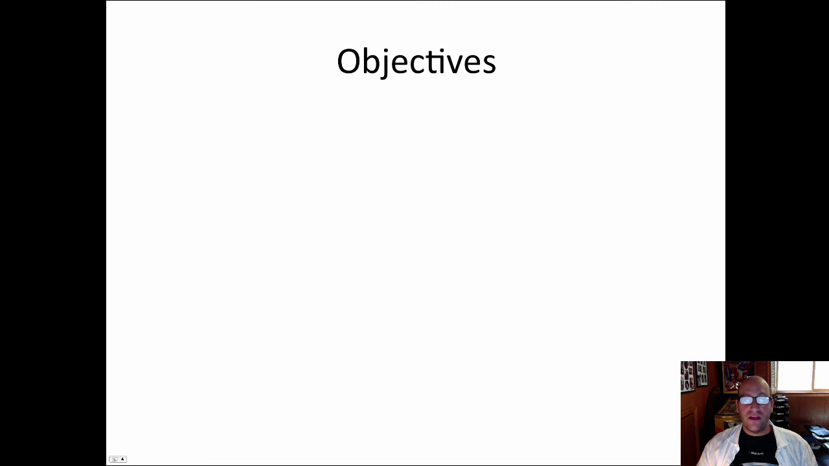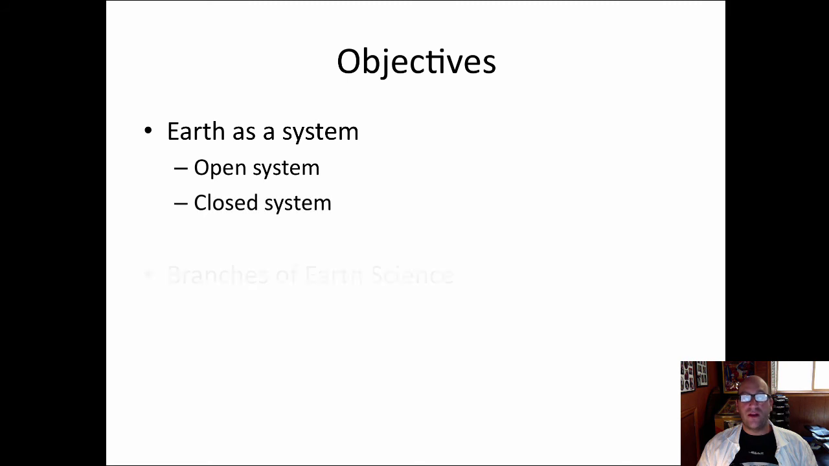All right, so that's it. We went through how Earth is a system. Remember, come in tomorrow ready to discuss if Earth is an open system or a closed system. And we also talked about the branches of Earth science and the framework for the rest of the year.